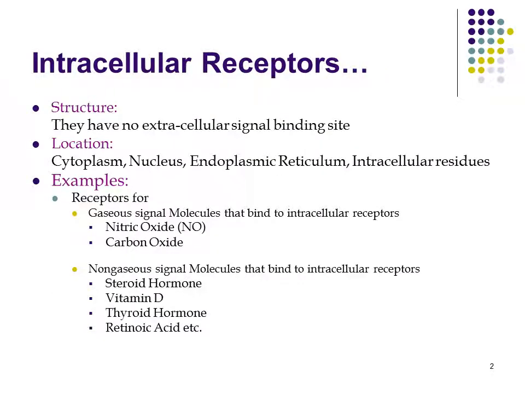Intracellular receptor structure: they have no extracellular signal binding site. Location: cytoplasm, nucleus, endoplasmic reticulum, intracellular residues. Examples: gaseous signal molecules that bind to intracellular receptors are nitric oxide or carbon monoxide. Non-gaseous signal molecules that bind to intracellular receptors are steroid hormones, vitamin D, thyroid hormone, retinoic acid, etc.